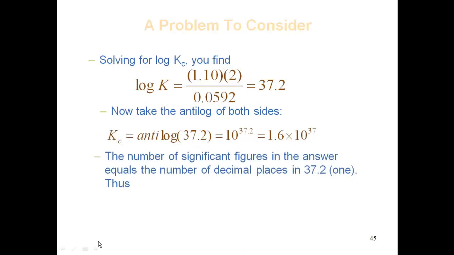Going by correct sig figs, since we got one digit past the decimal, we have one significant figure, which means Kc is equal to 2 times 10 to the 37th. Notice this is a very large number, and therefore the equilibrium lies to the right, which means it's a spontaneous reaction, which agrees with the E value, which is a positive value. It also says it is a spontaneous reaction.